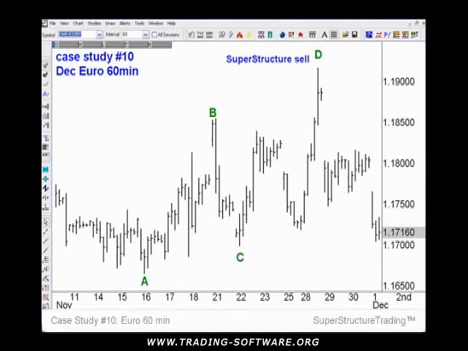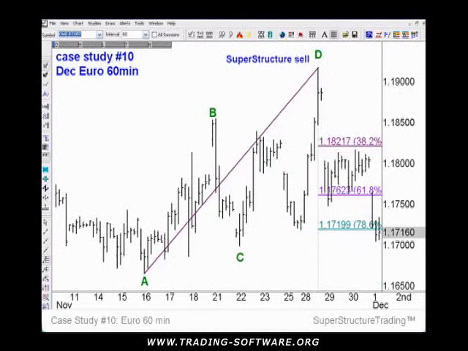Okay, so how far should this thing move down, you might ask? Well, again, because of the very deep retracement at point C. And by the way, that point C is a little bit more than 78% deep. So you can expect a 61% drop from D. So here's a good place to get out of the market by covering your short position.